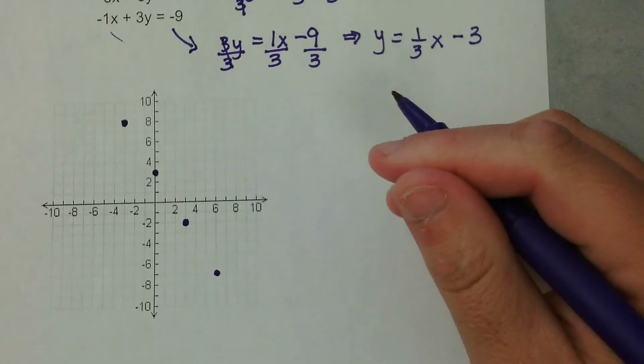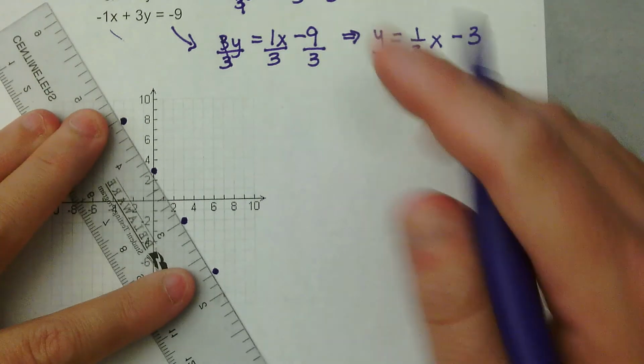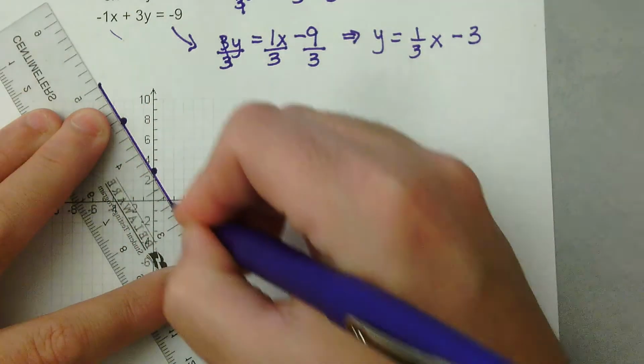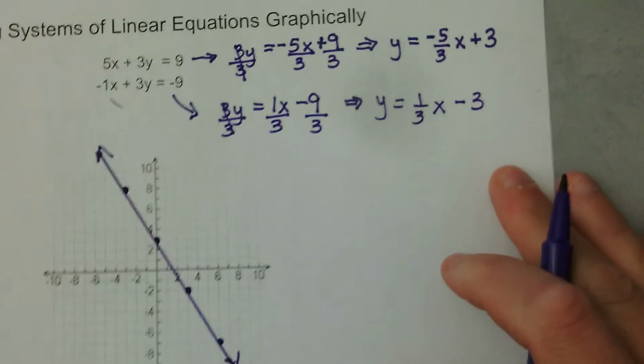You definitely want to have a straight edge. If you don't have a ruler at home, just use an index card or maybe your old passbook, something that has a little bit of weight to it. And that's a really nice straight edge.